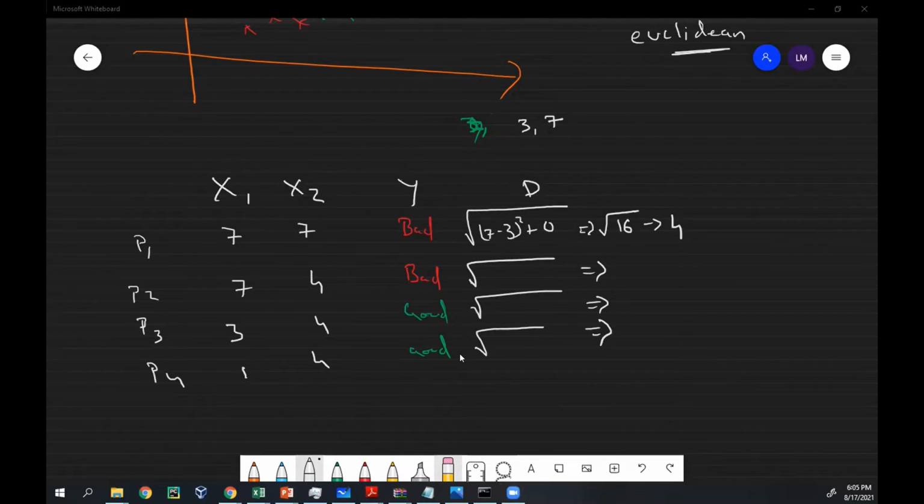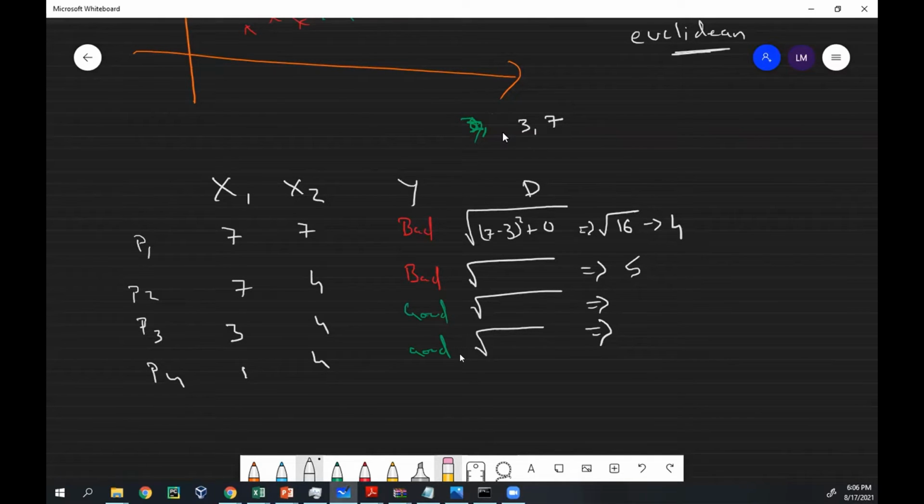Okay. So let's just proceed further with this. And what are the points basically? The first one is 4, the second one is 5, the third one is 3, and the last one is, I think, 3.6. Yes, correct. So this is how the data looks.